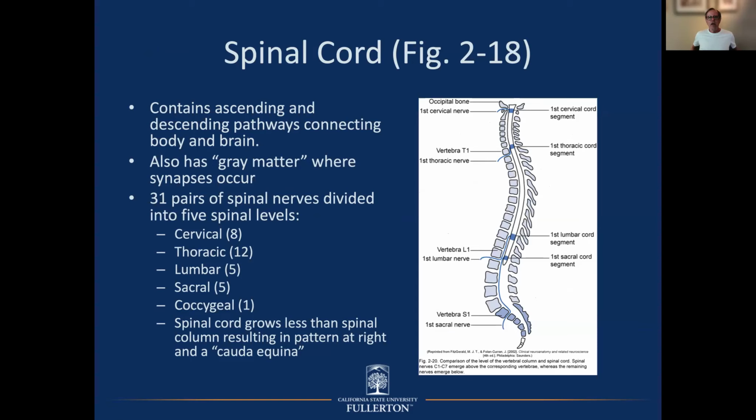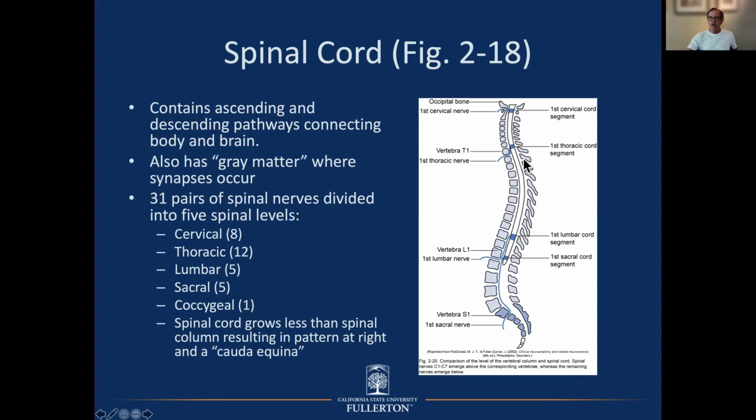Now, looking in the spinal cord in a little more detail, it contains ascending and descending pathways connecting the body to the brain. There is also gray matter within the spinal cord. And when we look at a cross-section of the spinal cord in a slide or two, you'll be able to see where that is located. And those are where cell bodies are located and where synapses are occurring. There are 31 pairs of spinal nerves divided into the 5 spinal levels: 8 cervical, 12 thoracic, 5 lumbar, 5 sacral, and 1 coccygeal.